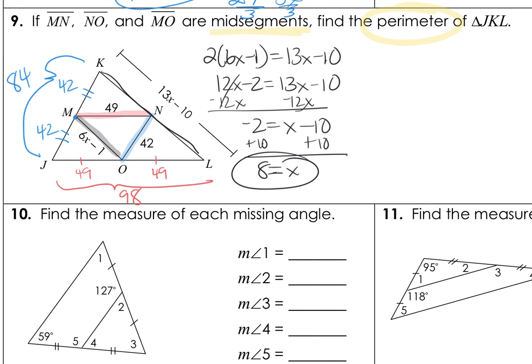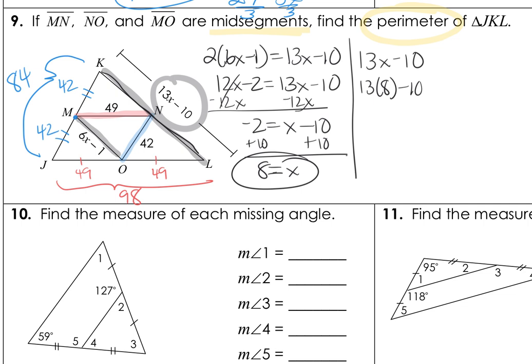The side I need to find is going to be this side, this KL. So I'm going to plug it into that 13x minus 10. So 13x minus 10, we're plugging in 8. And you should end up getting 94 when you do this. So this side is 94.